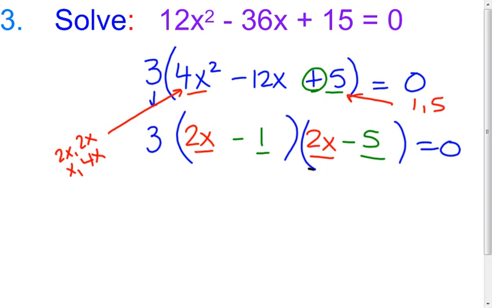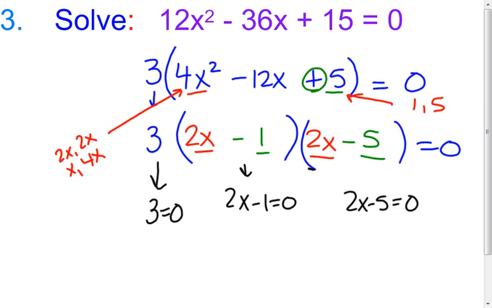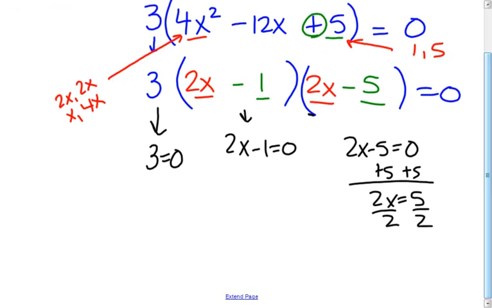This also is set equal to 0, so you're going to take each part and set it equal to 0. So here I will have 3 equals 0. Here I will have 2x minus 1 equals 0. Here I will have 2x minus 5 equals 0. When I solve these, here I'll add 5. So x could be 5 halves.